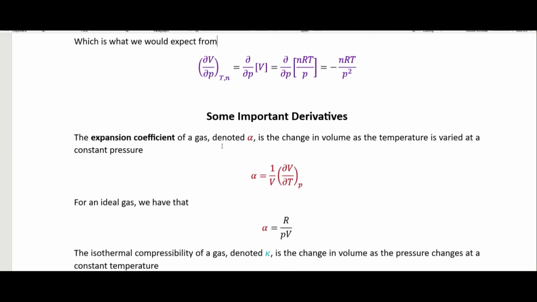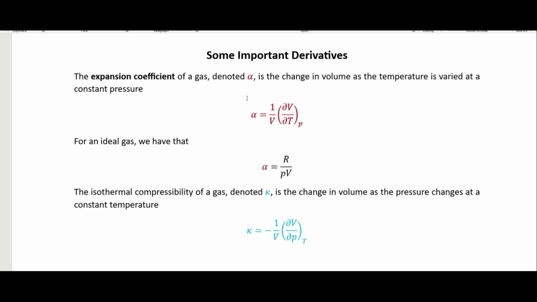And so finally, we want to talk about a couple of important derivatives here. So we can have what's called the expansion coefficient of a gas, which is denoted alpha. This is the change in volume as the temperature is varied at constant pressure. And so we just define it like this. So the alpha is equal to 1 over volume times the partial of volume with respect to temperature at constant pressure. If we evaluated this for an ideal gas, what we would get is R over PV right here.